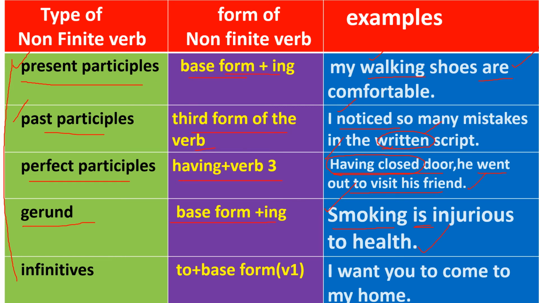Next one, infinitives. All the infinitives are considered as non-finite verbs. Infinitive means to plus base form, like to eat, to walk, to drink, to sleep, to write. These are all called to plus infinitives. This is the example. I want you to come to my home. Want is finite verb. To come is a non-finite verb.